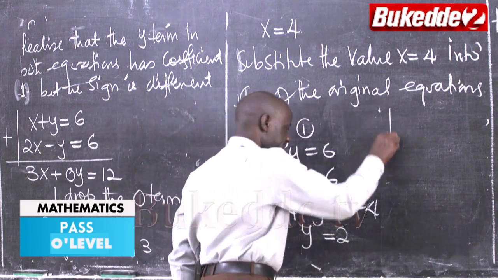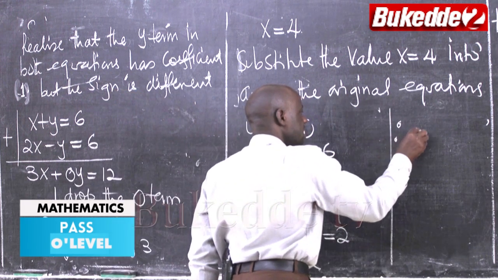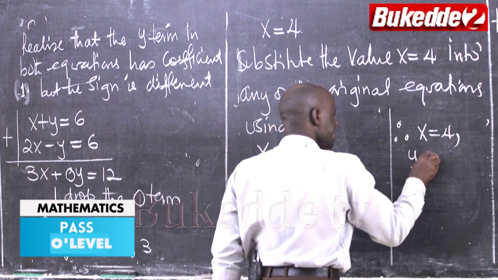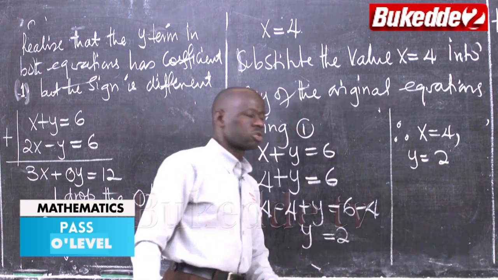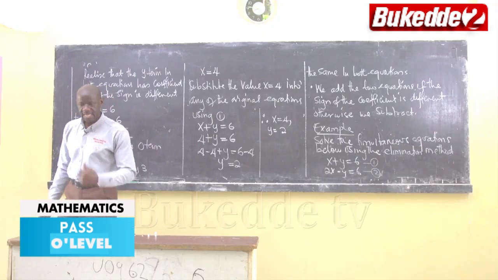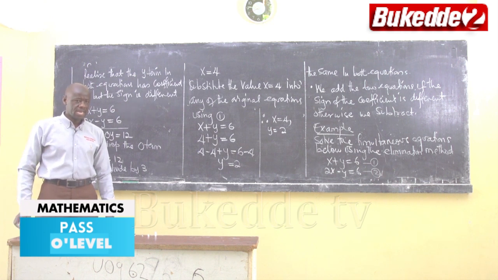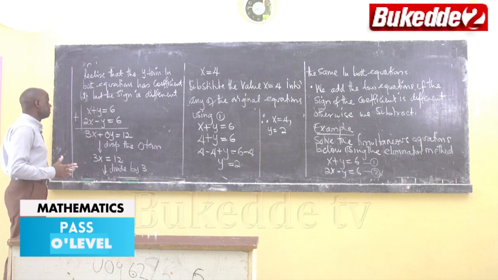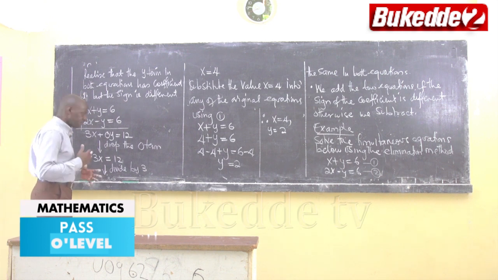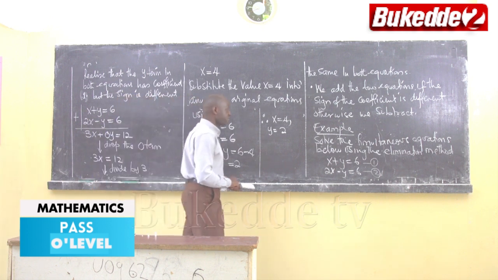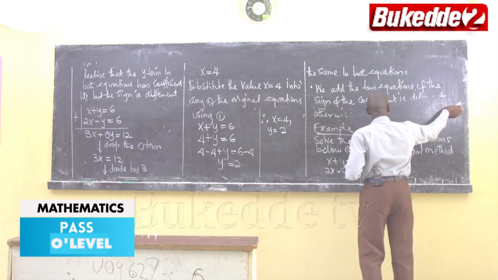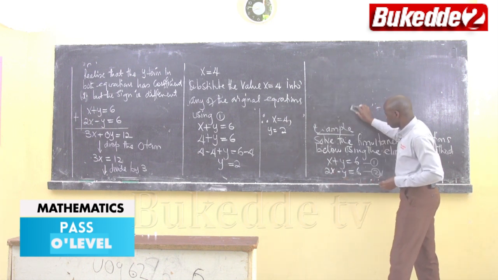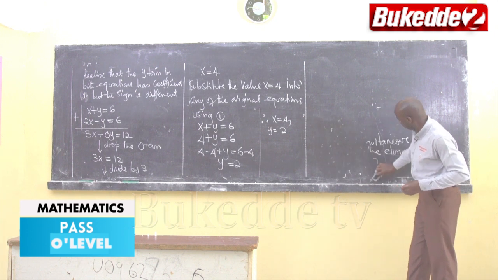Then we come and say here that therefore the value of x is 4, whereas the value of y is 2. Now this is our solution. That is our solution. Very simple. As easily as that. Please take time to read through the instruction. Flow through like a river flows slowly but surely into the sea. You do the same. You eventually get there.